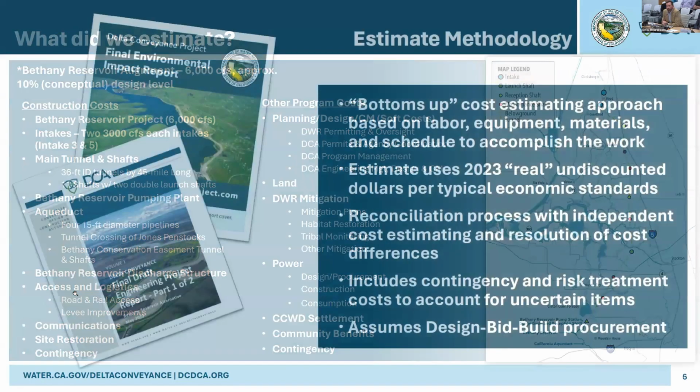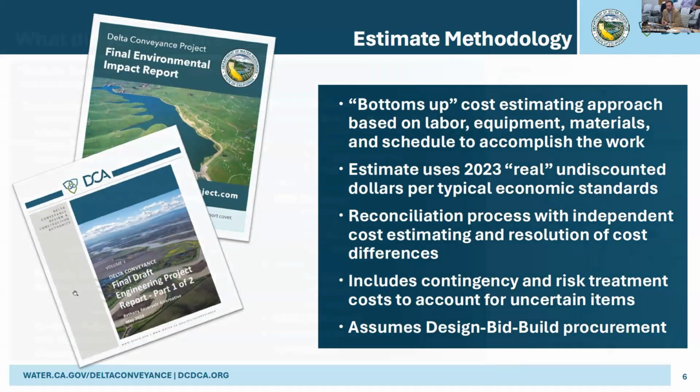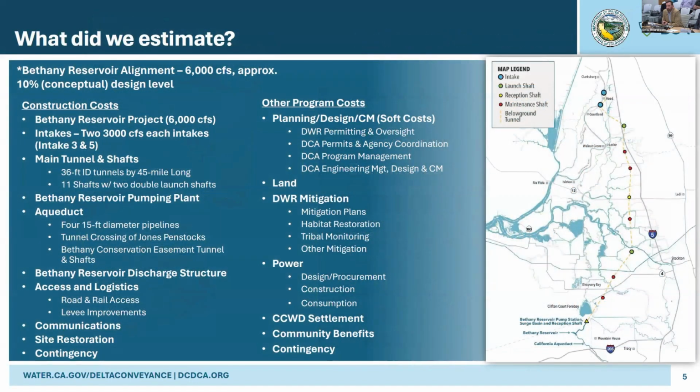So what did we estimate? Sorry. Trigger finger. Okay. What did we estimate? It's the Bethany Reservoir alignment, 6,000 cubic foot per second project. I would characterize it overall as a 10% approximate design level. Some aspects of the project are better defined than others, and that's largely based on the availability of subsurface information.